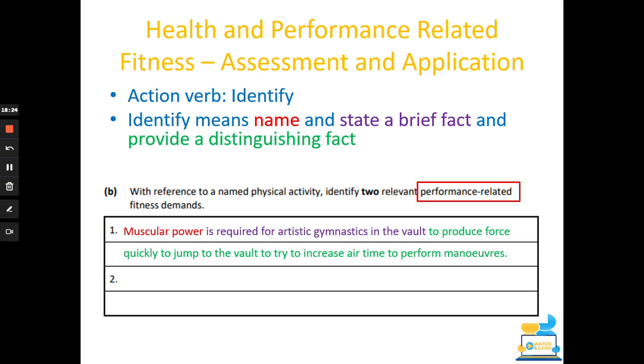So why do we need it for the vault? To produce force quickly, to jump to the vault, to try and increase air time to perform maneuvers. So we need to be able to put a lot of force into the ground very rapidly to get up to the vault, and this will give us more air time after we propel ourselves from the vault to perform maneuvers. Because if we don't give ourselves enough time to perform the maneuvers, we may be judged unfavorably by the judges and score lower in terms of performance.